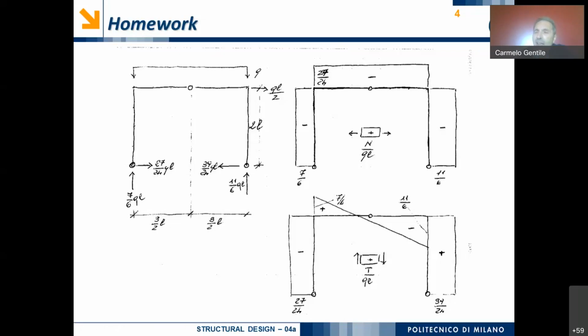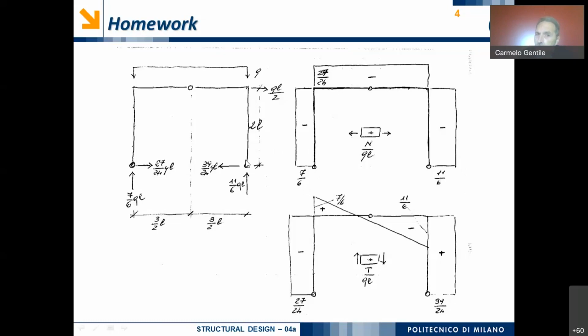So what I expect is that the axial force in this case is constant, and so it will be constant and equal to the value of the external reaction. The external reaction is in compression, and so minus 7/6 times QL for the column which is placed on our left-hand side.